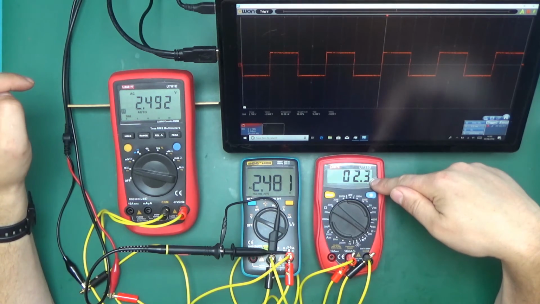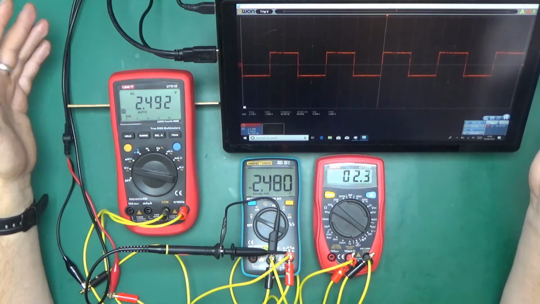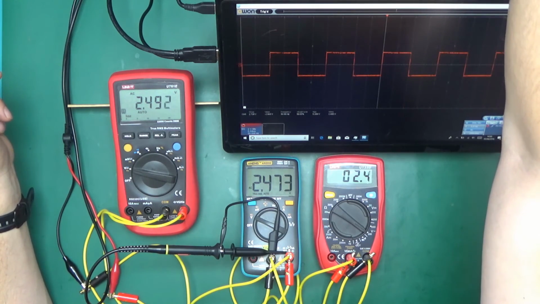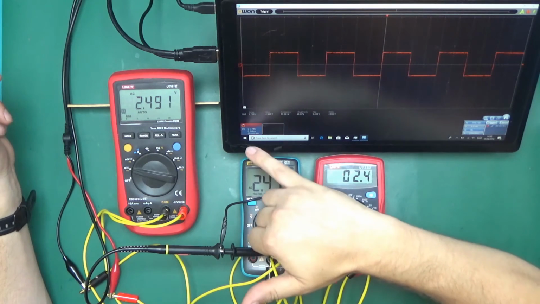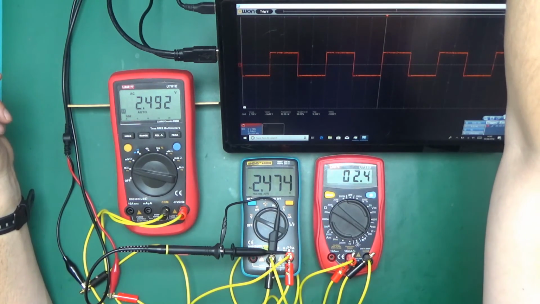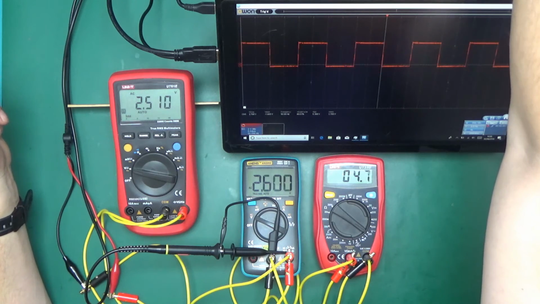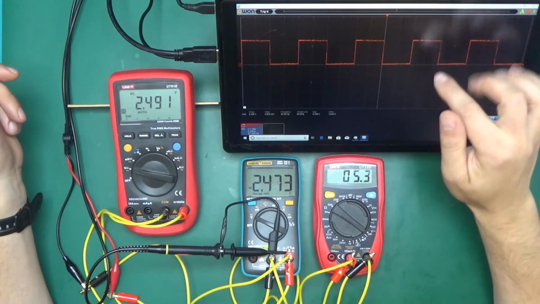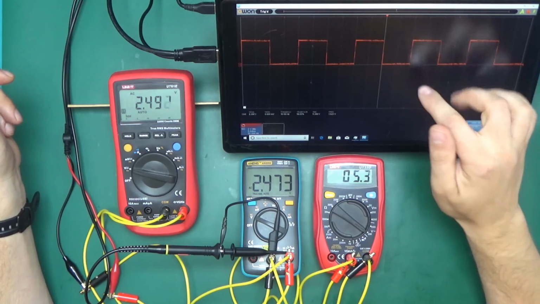2.3, 2.4 here, so this one's even quite close. Ballpark, we're all the same on all the meters. What I'm going to do now is apply offset. Now remember, we are DC coupled to the signal generator, so what I want to do is apply 2.5 volts offset. What that will give me is a positive square wave. Square wave with a 2.5 volts DC bias.